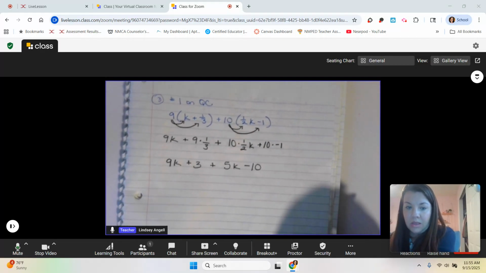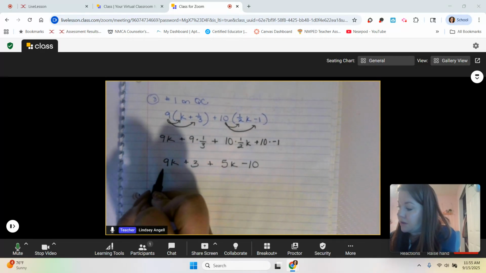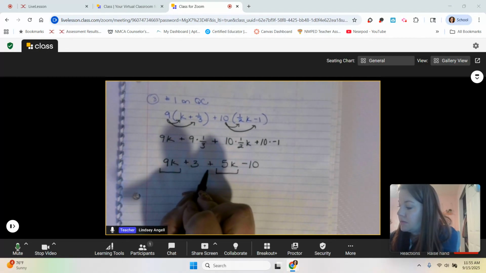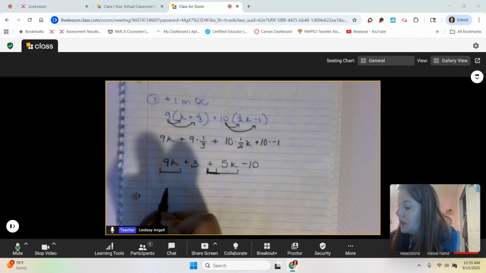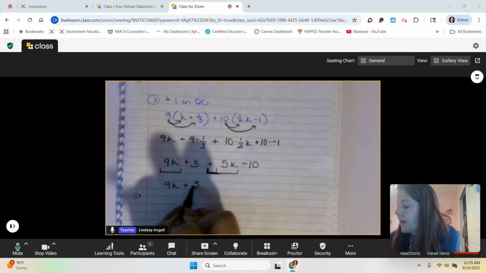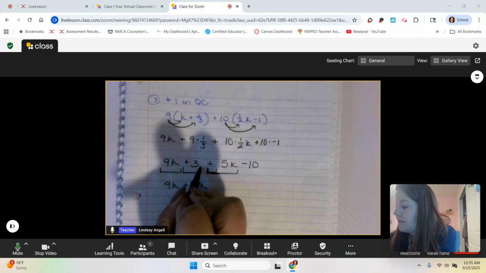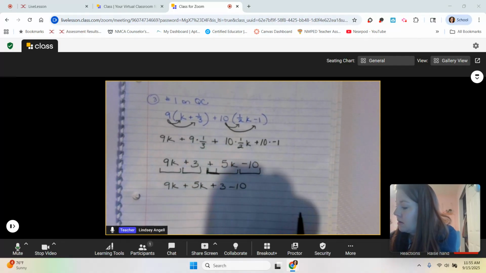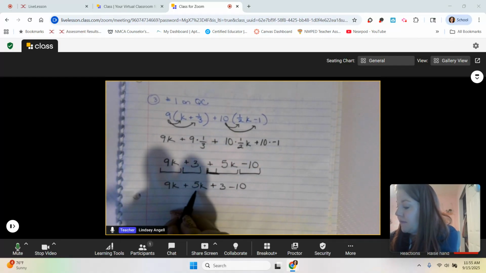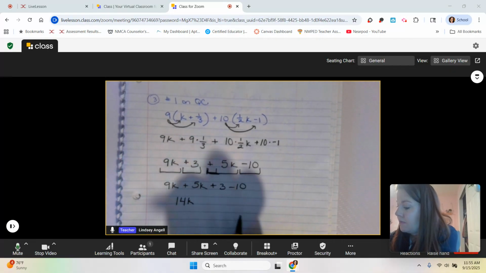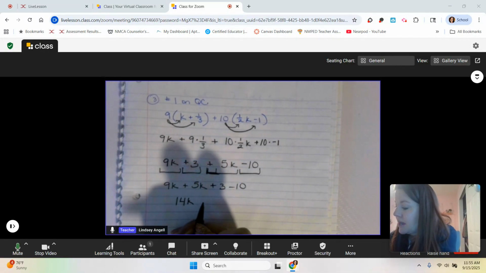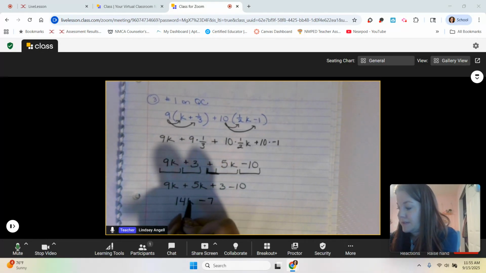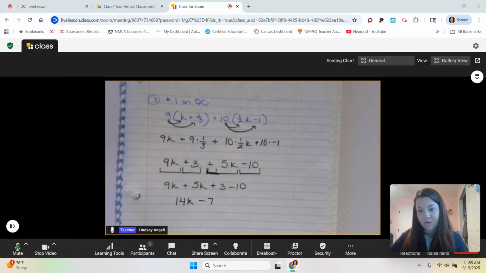From here, we'll combine our like terms, or like I said, we could use the commutative property to move them around. I have 9k plus 5k, and then I have a positive 3 minus 10. So 9k's plus 5k's gives me 14k, and then positive 3 minus 10, well, if I have 3 and I take 10 away, then I'm at -7. And again, that would be your final answer.